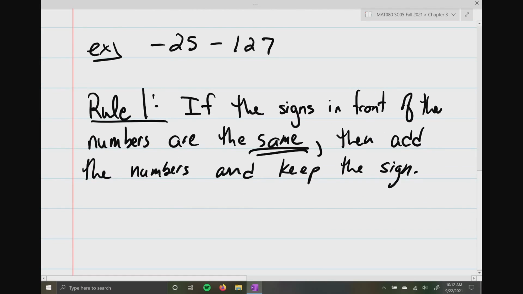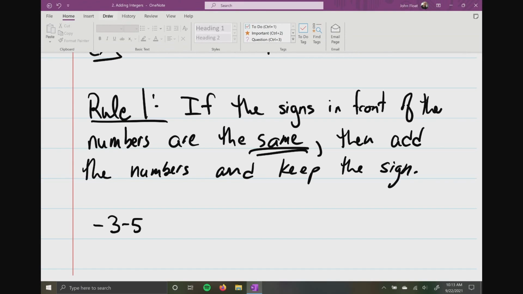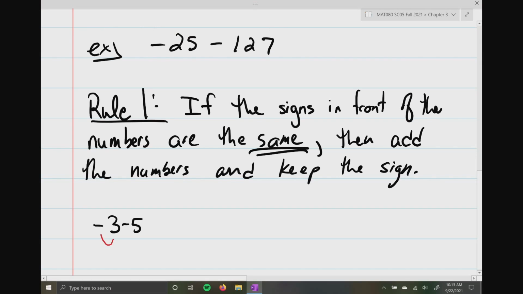So real quick, we saw this example already. We know the answer is -8. But if you think about this, if I look at the 3, the sign in front is a negative. If I look at the 5, the sign in front is a negative. Therefore, the signs are the same. So what I'm going to do is add the numbers. 3 plus 5 is 8. And I keep the sign. Since both of these were negative, I keep it. The answer is negative.